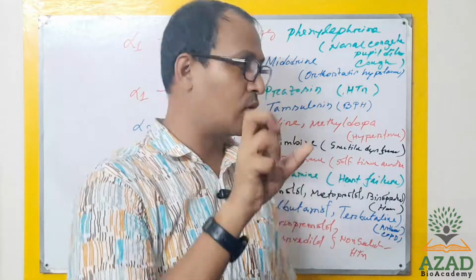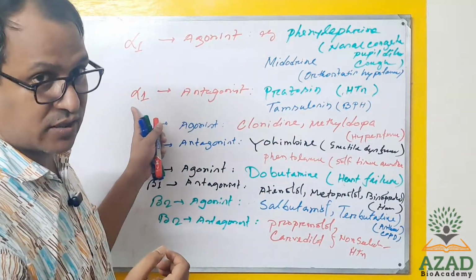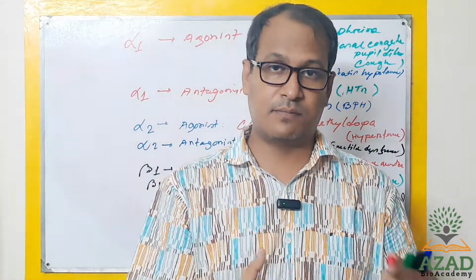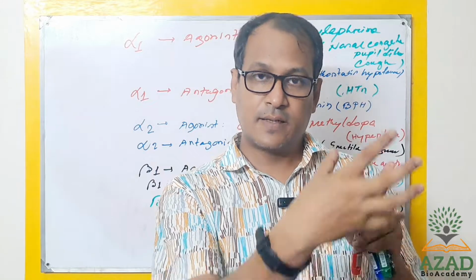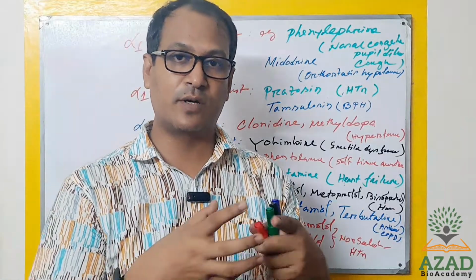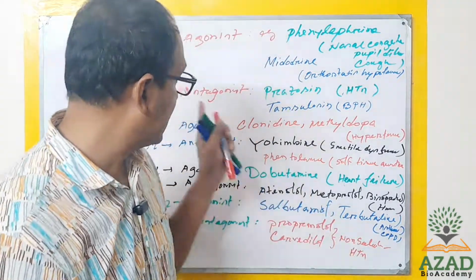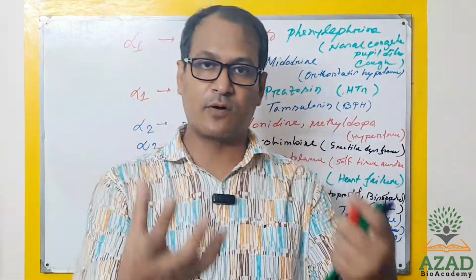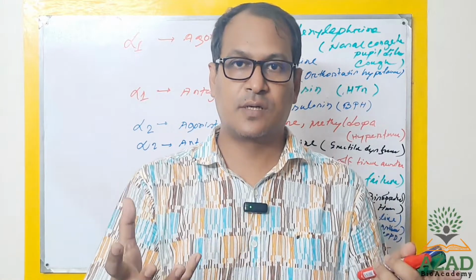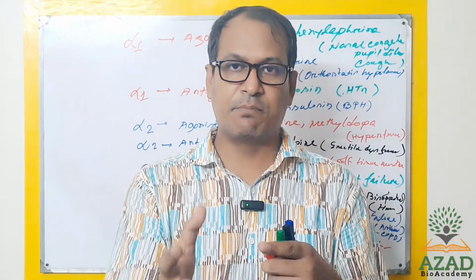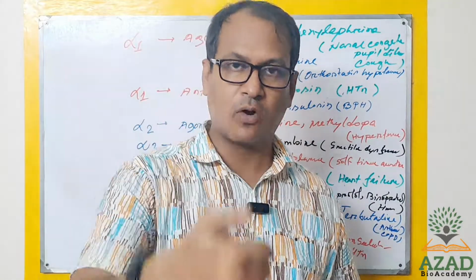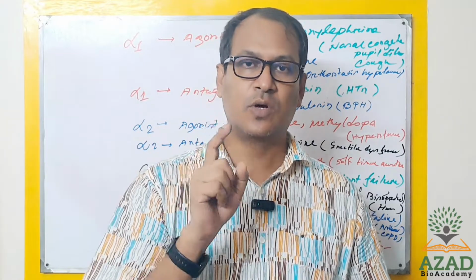You know, alpha 1, as I already said, is rich in your prostate gland. The prostate gland is part of the male urinary tract, and that prostate gland regulates the urine flow. So when someone is suffering from benign prostatic hyperplasia, that means the prostate gland has been enlarged, and it will hamper the urine flow. So what should you do? You can take the alpha 1 blocker, and that will facilitate urination.